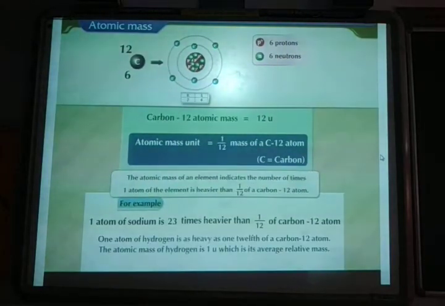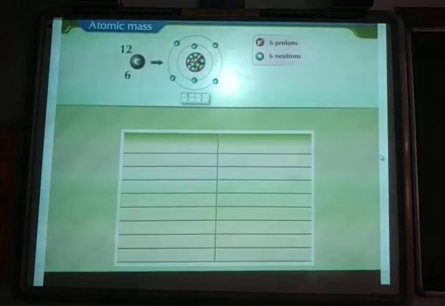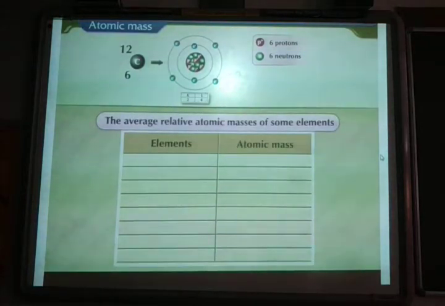One atom of hydrogen is as heavy as 1/12 of a carbon-12 atom. Thus, the atomic mass of hydrogen is 1 unit, which is its average relative mass. Let us discuss the average relative atomic masses of some elements.